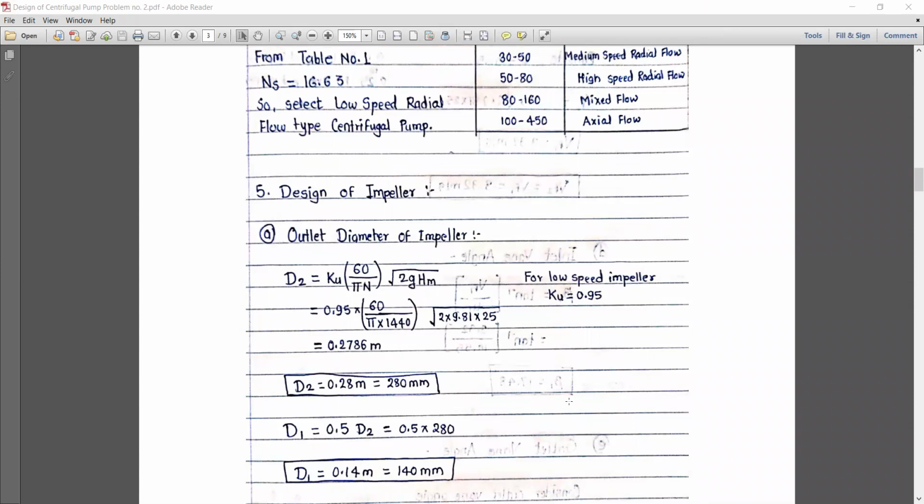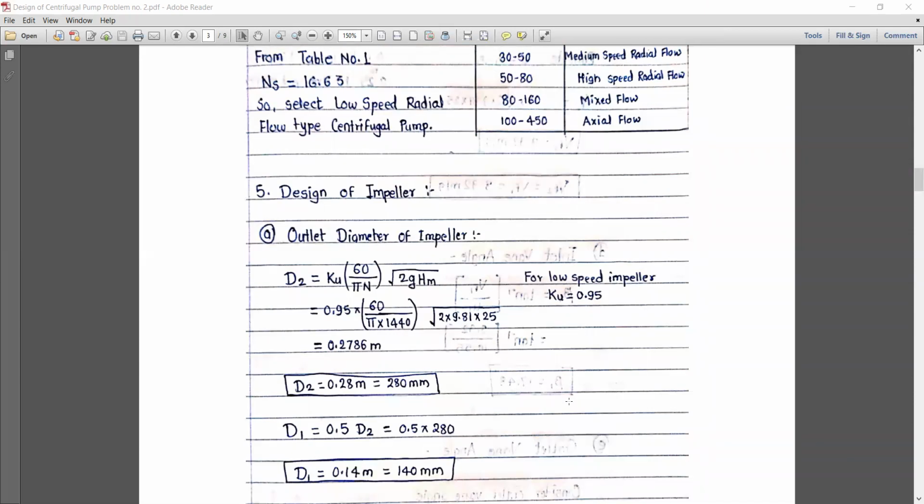Rather than this, you can directly calculate the values with the help of empirical relations. So D2 is equal to Ku into U into square root of 2 g Hm. Here you can calculate the value of U by using 60 divided by pi N.